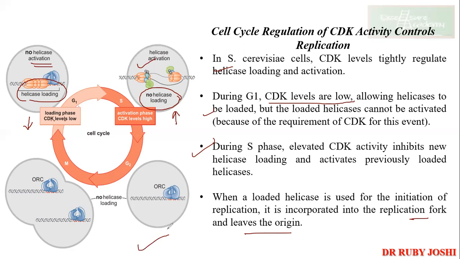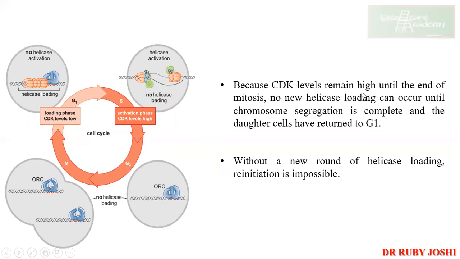Simple. G1 phase, helicase loading only, CDK activity is less. S phase, CDK activity is high, so no loading is happening, but helicase is getting activated. That's all you need to remember from your exam point of view. Now, because CDK levels remain high until the end of mitosis, no new helicase loading can occur until the chromosome segregation is complete and the daughter cells enter the G1 phase.